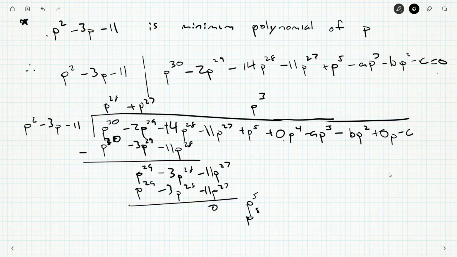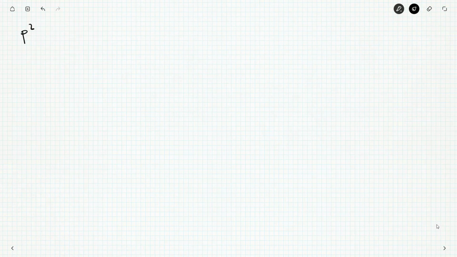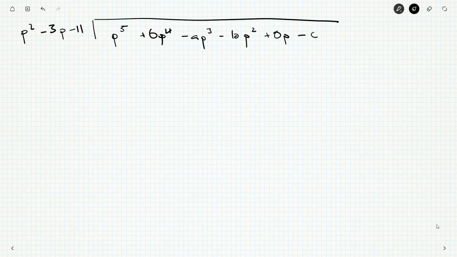P to the 5, and then minus 3p to the 4 minus 11p to the 3. I'm running out of room. I'm just going to ignore the first half and polynomial divide everything starting with the p to the 5. Alright, p to the 5 plus 0p to the 4. It's important to have your placeholders with the 0 coefficients. Minus a p cubed minus b p squared plus 0p minus c.